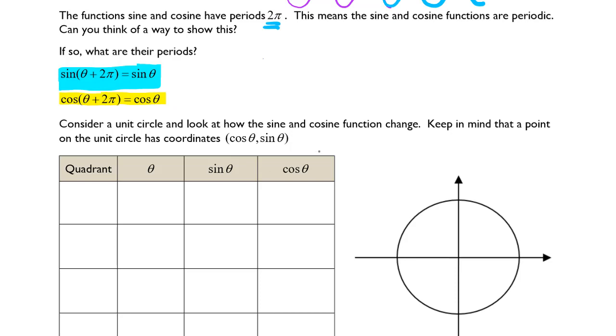Consider a unit circle and look at how the sine and cosine functions change. Keep in mind that a point on the unit circle has coordinates cosine theta, sine theta. Remember, cosine theta is like your x and sine theta is like your y.